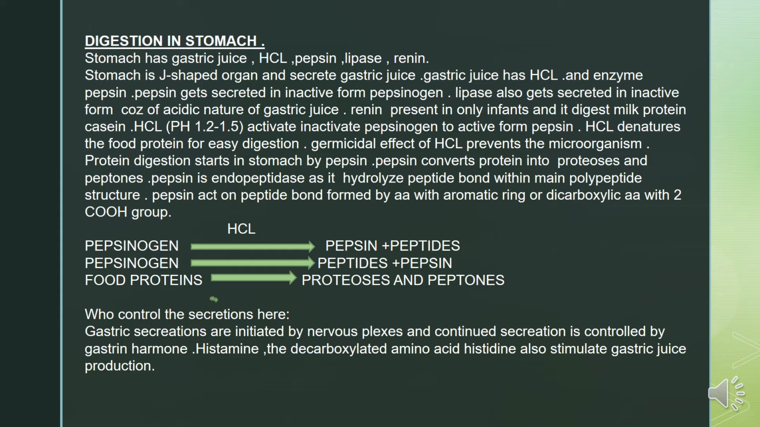Pepsinogen with the help of HCl converts into pepsin and peptides. Pepsinogen is again converted into peptides and pepsin, and food proteins get converted into proteoses and peptones. Who controls the secretion here? Gastric secretion is initiated by the nervous plexus. Continued secretion is controlled by the hormone gastrin. Histamine, the decarboxylated product of the amino acid histidine, also stimulates gastric juice production.